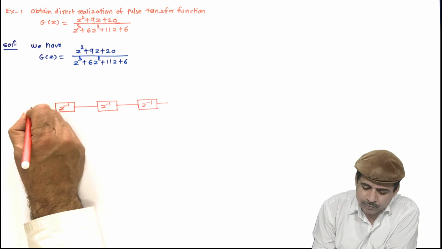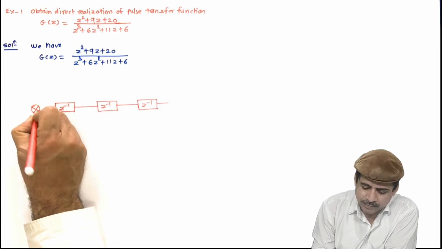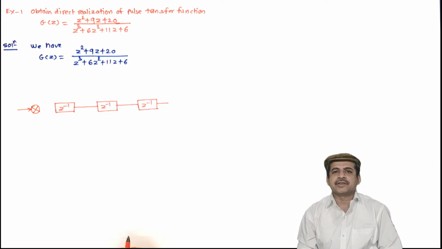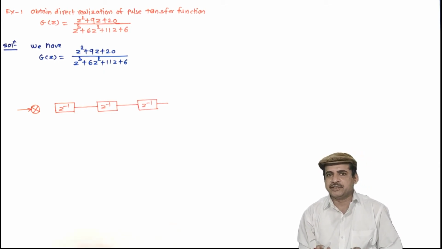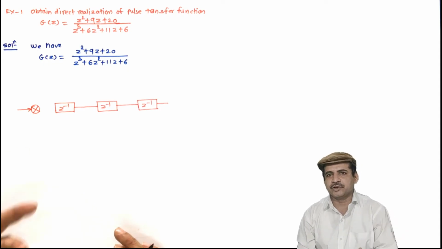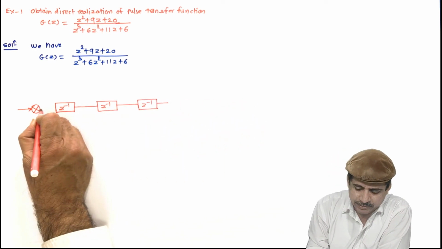We will solve all the examples by considering the pulse transfer function represented in positive powers of z. If it is given in negative powers of z, first we will convert it into positive powers and then we will realize it.